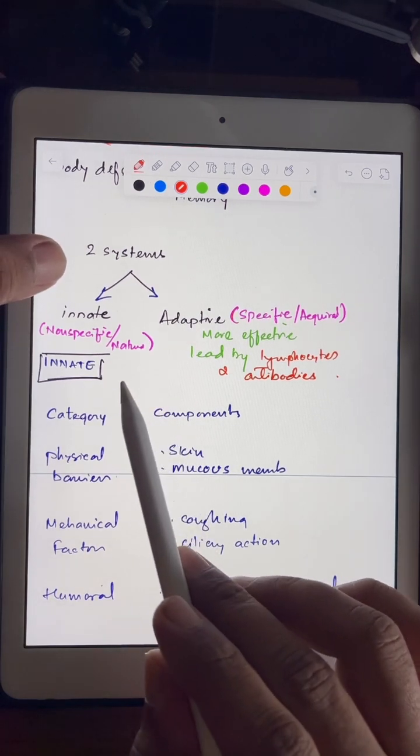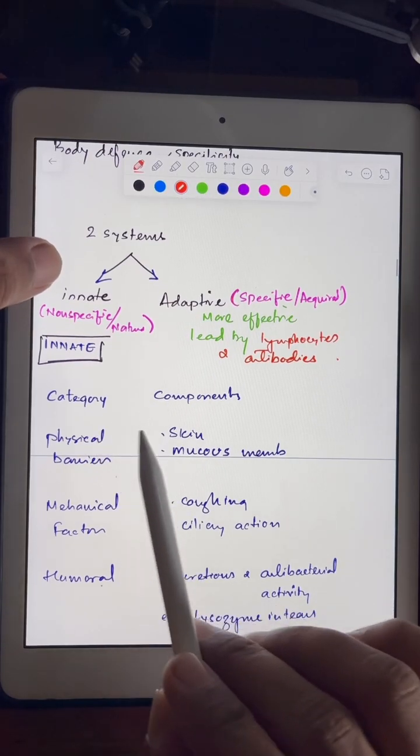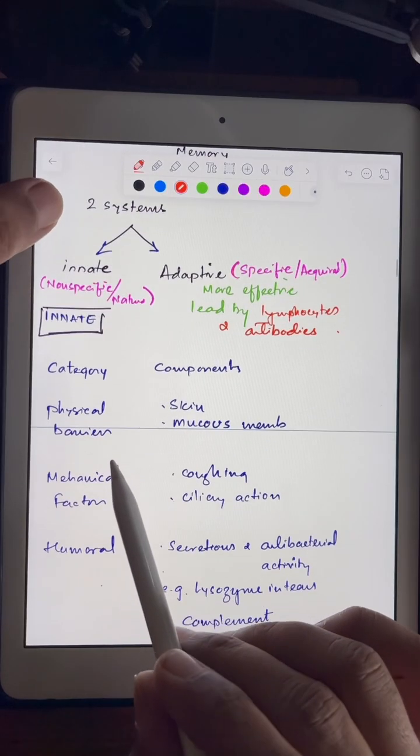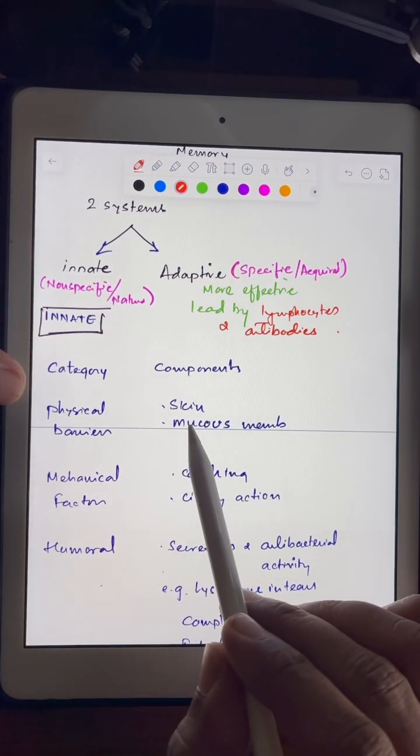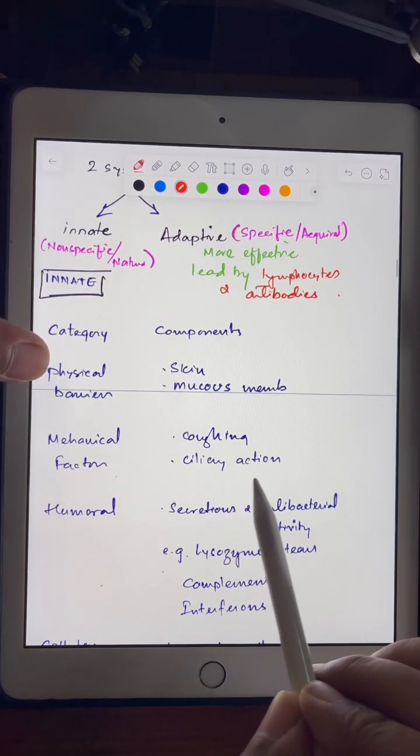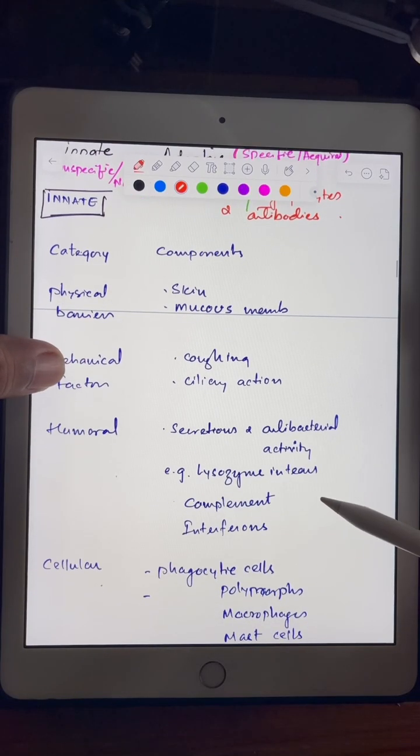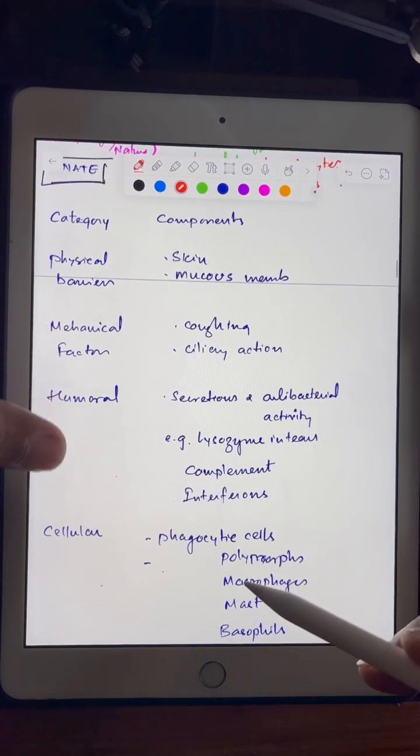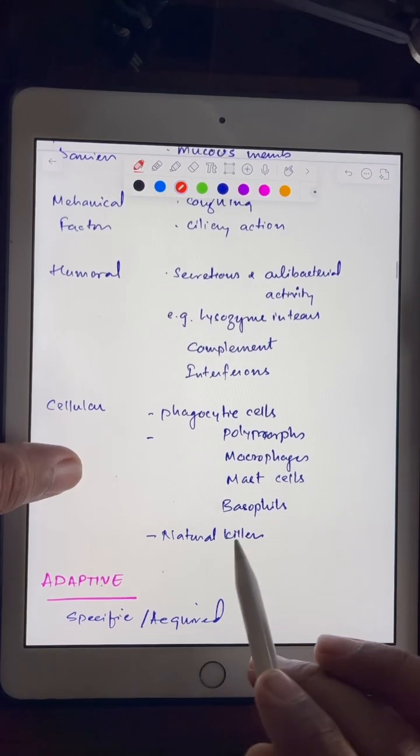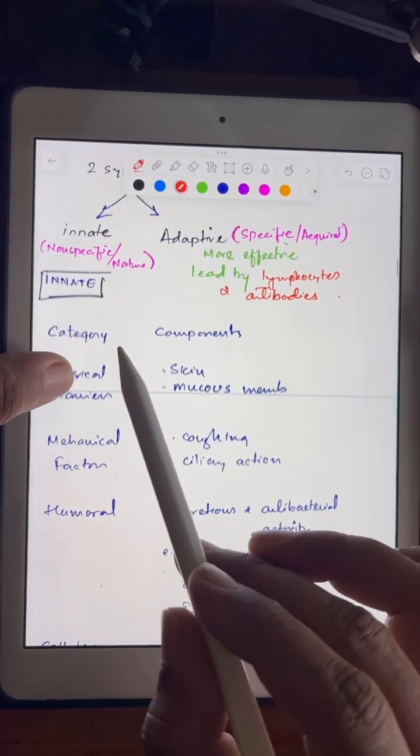Innate is non-specific in nature. Basically, various components act here. Physical barriers: skin, mucous membrane, mechanical coughing, ciliary reaction; humoral secretions and antibacterial activity, for example lysozymes in tears, complement, interferons; cellular: phagocytic cells, polymorphs, macrophages, mast cells, basically natural killer cells. These are the specific factors in the innate type.